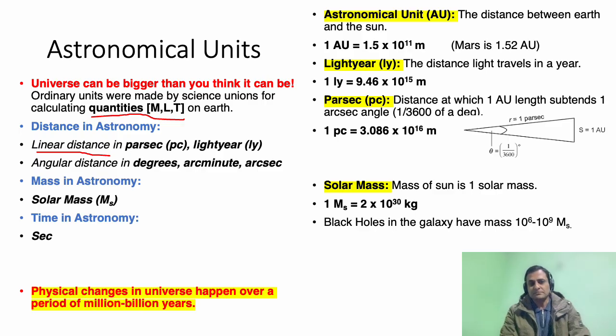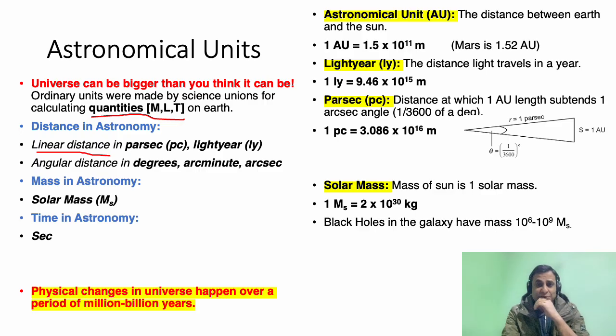So, back to the distances. The first unit is called the astronomical unit. For a very obvious reason, if we want to study the planetary system, then it's good to use this unit. The astronomical unit just means the distance between the Earth and the Sun. So the distance between our Earth and our Sun is called 1 astronomical unit.